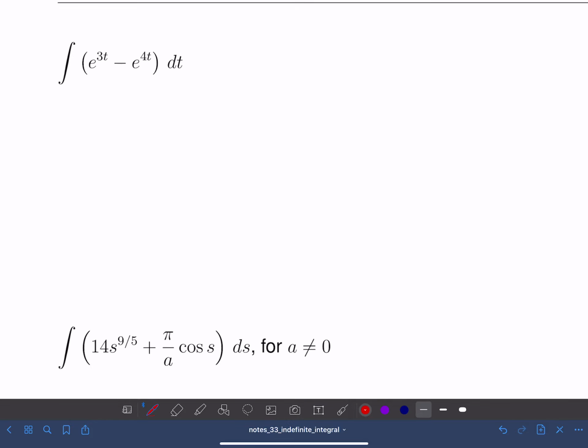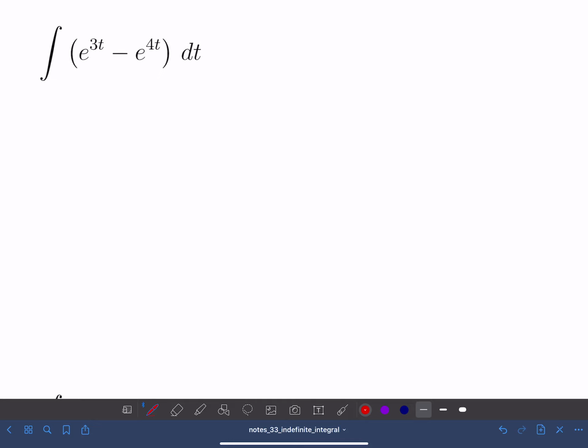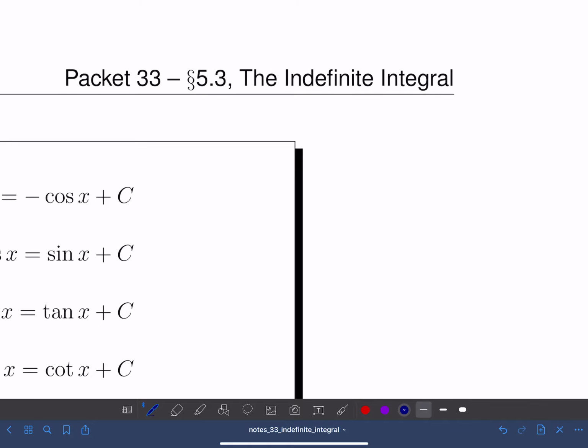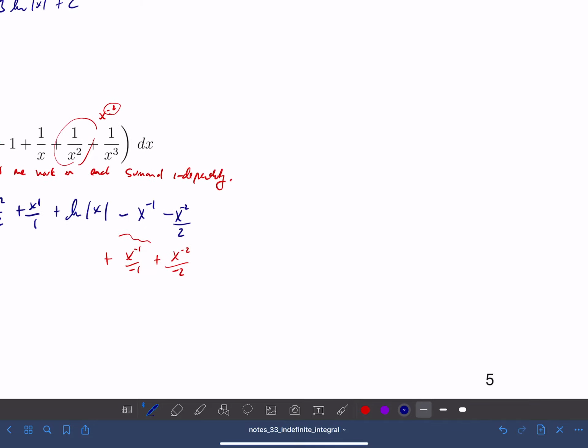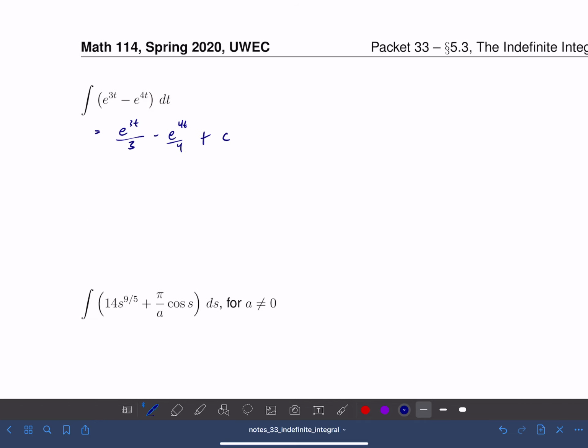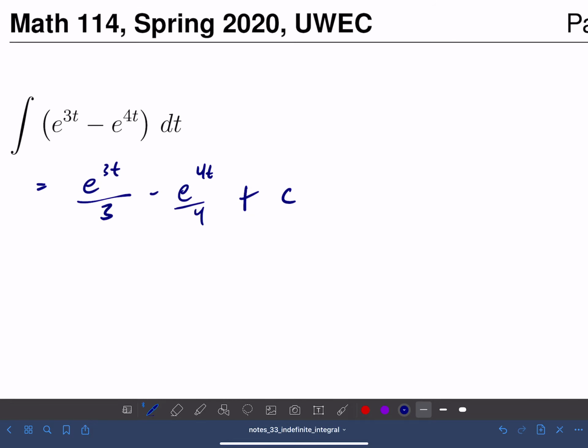Let's deal with these exponentials. That was one of the exponential rules. Linearity lets me deal with each piece independently. e to the 3t over 3 minus e to the 4t over 4 plus c. Ooh, did I forget my plus c? Oh, I think I forgot my plus c at the bottom here. I did. So easy to do.